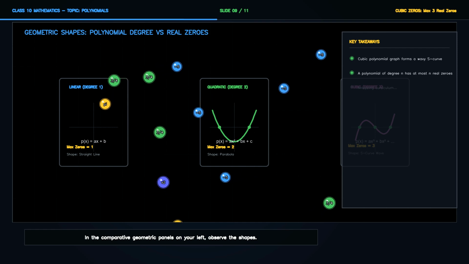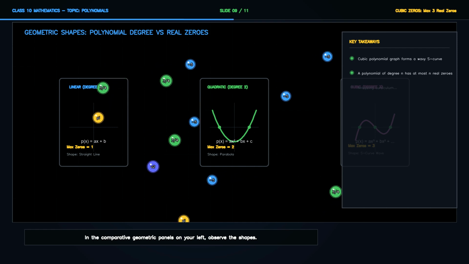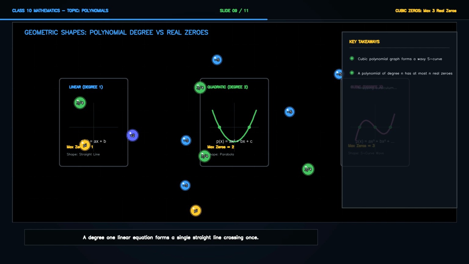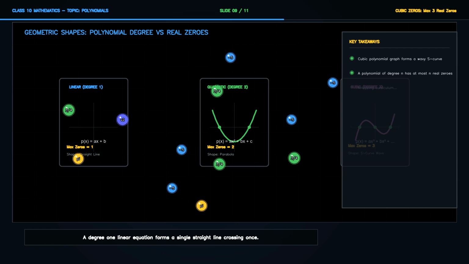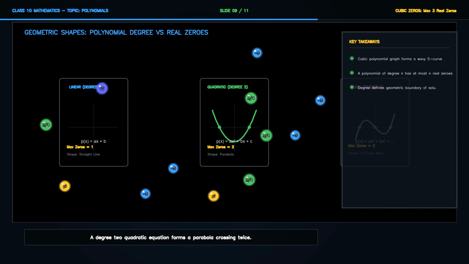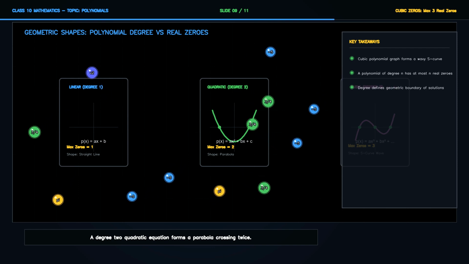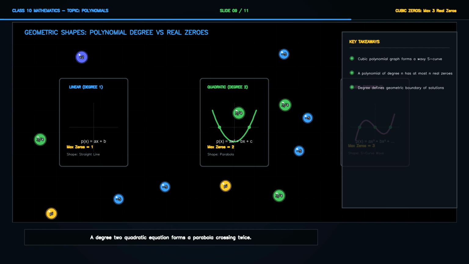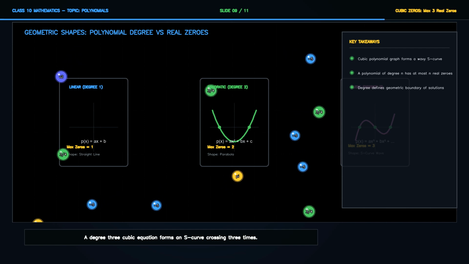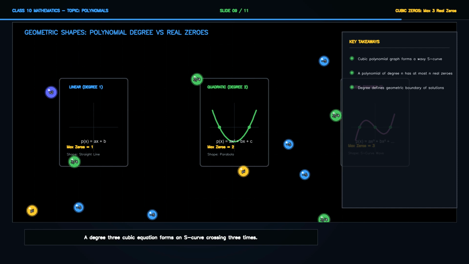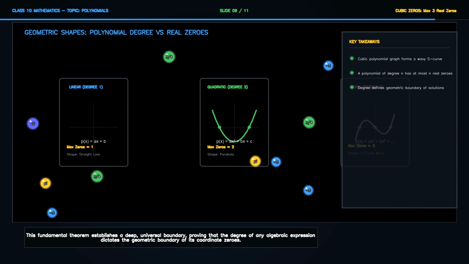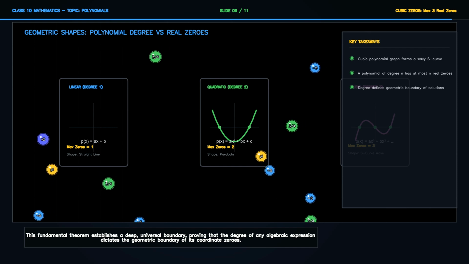In the comparative geometric panels on your left, observe the shapes. A degree 1 linear equation forms a single straight line crossing once. A degree 2 quadratic equation forms a parabola crossing twice. A degree 3 cubic equation forms an S-curve crossing 3 times. This fundamental theorem establishes a deep, universal boundary, proving that the degree of any algebraic expression dictates the geometric boundary of its coordinate zeros.